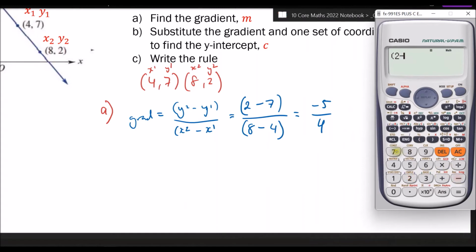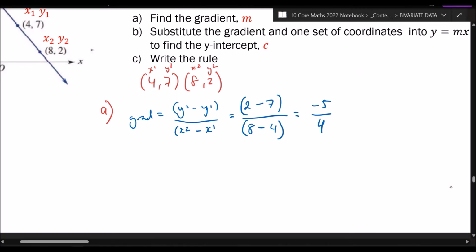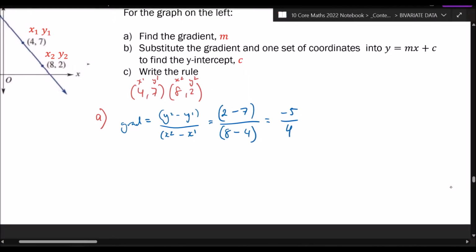2 take away 7 divided by 8 take away 4. Yeah, there it is. Okay, there's my gradient. Easy. So what you need to do now when you get a question like this is write down your formula so far. Remember, it should look like this. Y equals, use another color, y equals mx plus c.